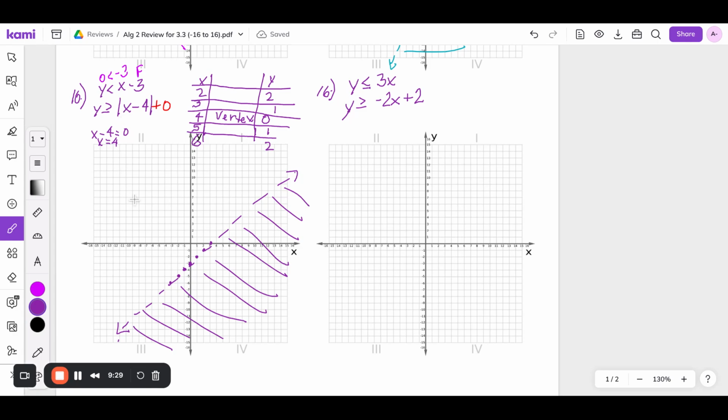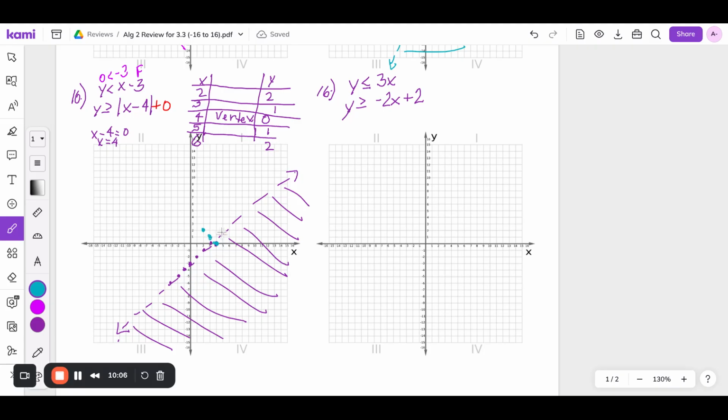Okay, the absolute value. My vertex is at x is 4, y is 0. That's my vertex. Notice, I wanted a different color there. Notice, you do have to make a table. Okay, so we're going to pick 2 values to the left, 2 values to the right, and then you're going to substitute this into the original. 2 minus 4, negative 2, absolute value is positive 2. So I'm doing 2, 2. And then I've got 3, 1.